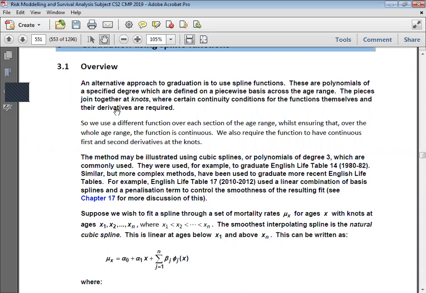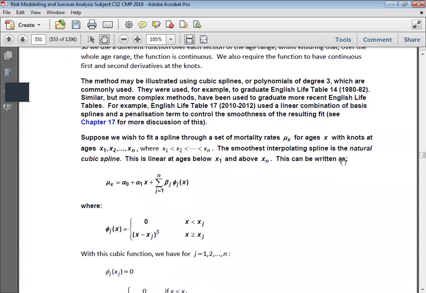Again, we know the derivatives measure slope, curvature, or the rate of change of curvature, right? So we would want those derivatives to be 0. The first derivative should be 0. The second derivative should be 0 at the point that we are trying to figure out. Here they have just said that this is one of the techniques that was used to figure out ELT 17 in these years. And they used a linear combination of splines and a penalization term, which we'll discuss in the next chapter.